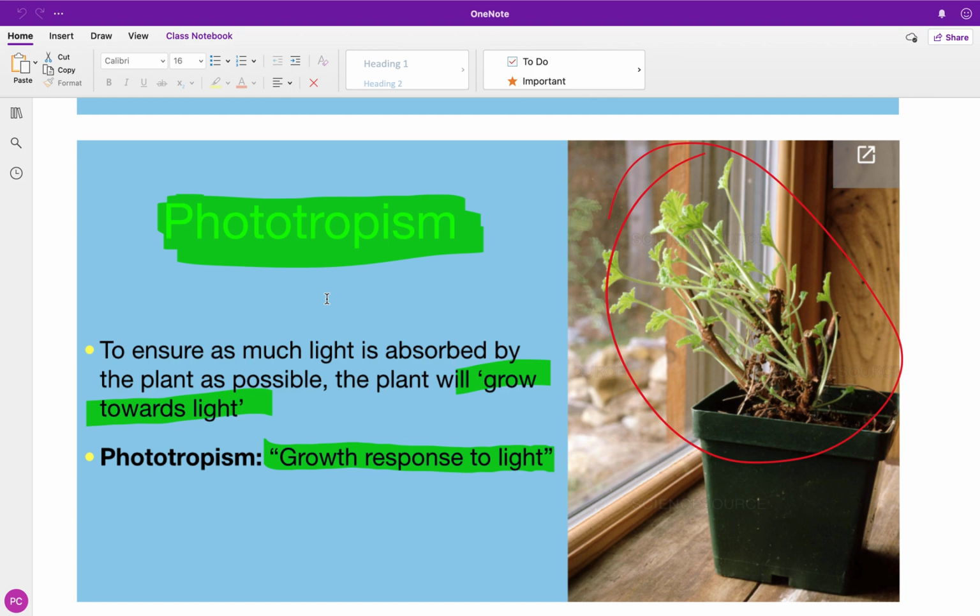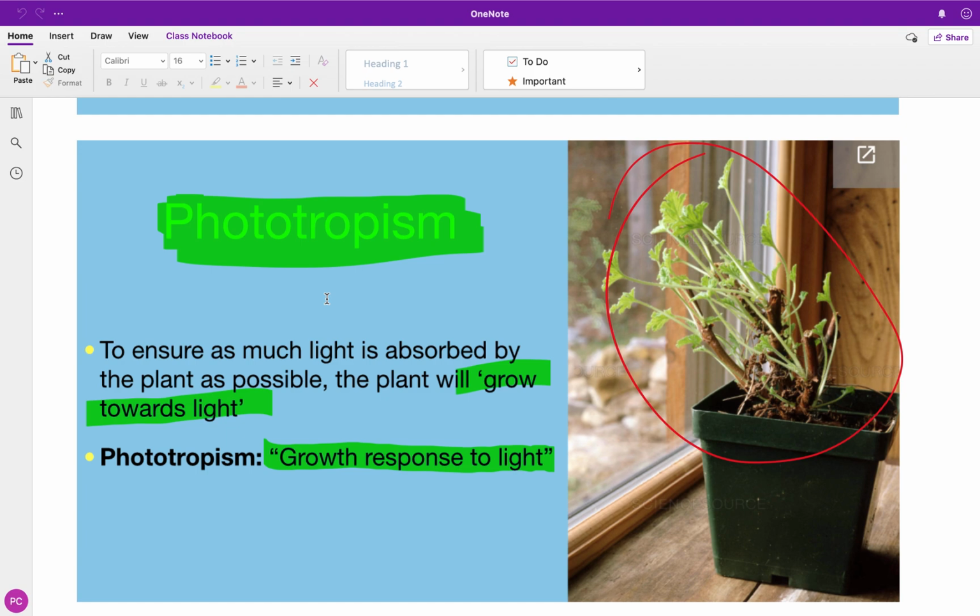This plant here in the pot, you can see, if you have a plant sitting beside a window, often the plant will fall over because it will grow in the direction of the light. That plant is growing towards the window, towards the light, because if it gets more light, it can photosynthesize, which means it can make lots of glucose, lots of food for itself.